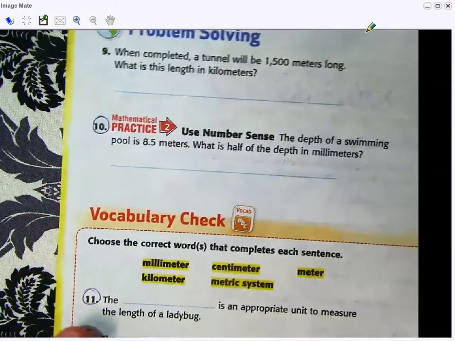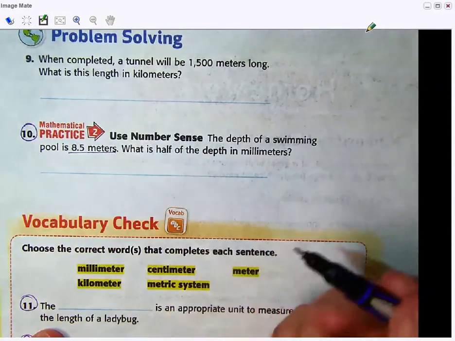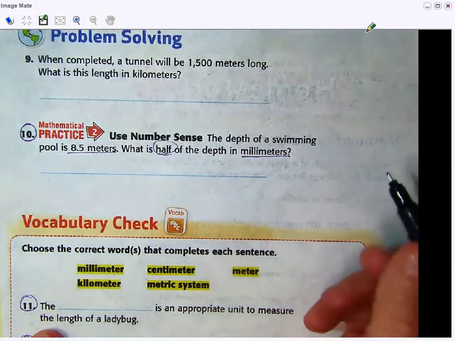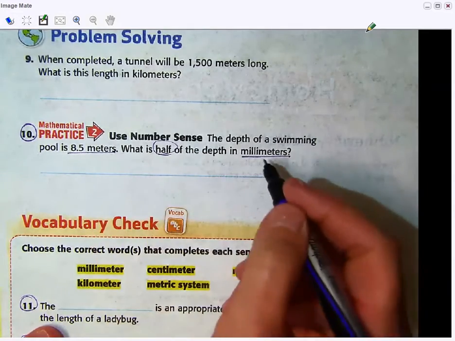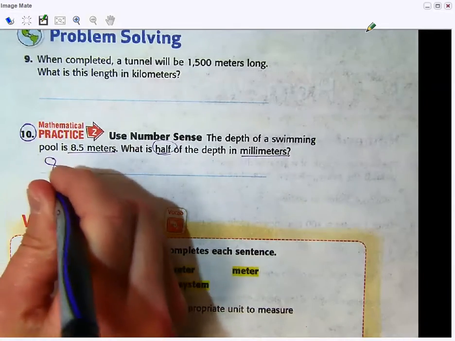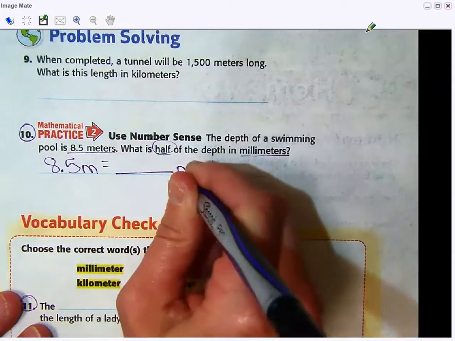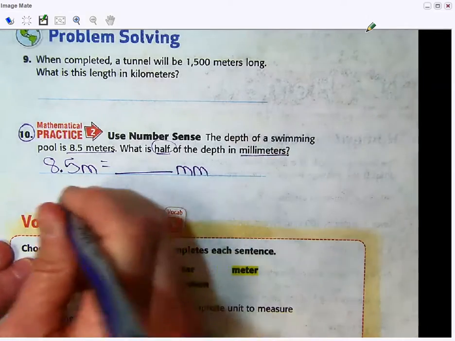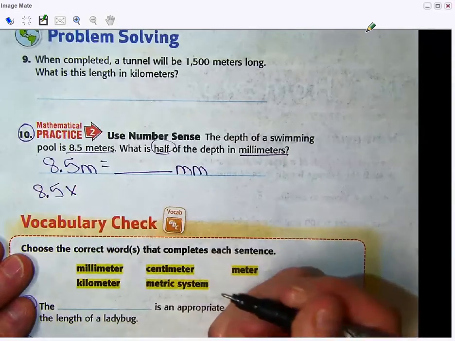All right, let's look at the back on 862. Look at number 10. The depth of a swimming pool is 8.5 meters. What is half of the depth in millimeters? So there's a couple things we're going to have to do. First, we have to convert the meters into millimeters. So we have 8.5 meters, and we need to find out how many millimeters we have. So we know that there are 1,000 millimeters in 1 meter.